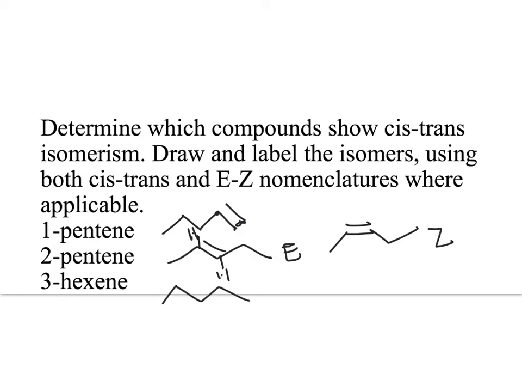Hexene, 1, 2, 3, 4, 5, 6. The hydrogens are on opposite sides here, so this is going to be your trans. And then to do the cis, 1, 2, 3, 4, 5, 6, and that would be your cis.